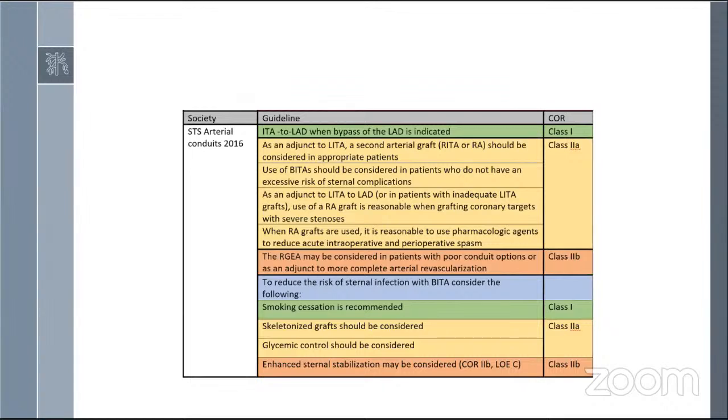There were extra guidelines to reduce the risk of sternal infection in patients who will undergo bilateral internal thoracic artery grafting. It was class 1 to cease smoking. It was class 2A to use skeletonized grafts, and glycemic control was also class 2A. It was class 2B to enhance the sternal stabilization to reduce the sternal wound infection risk.